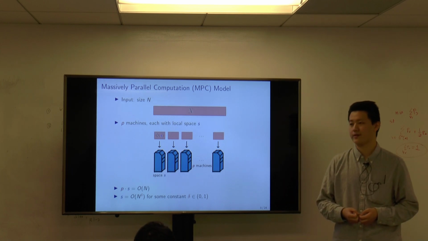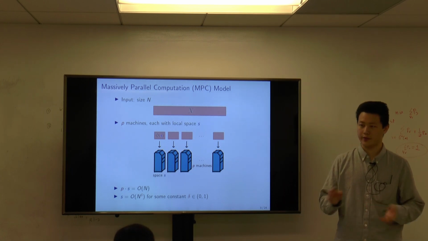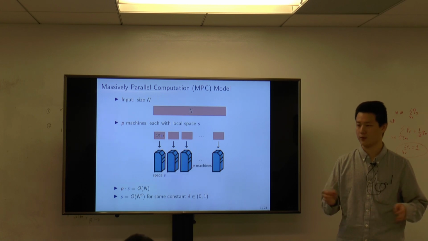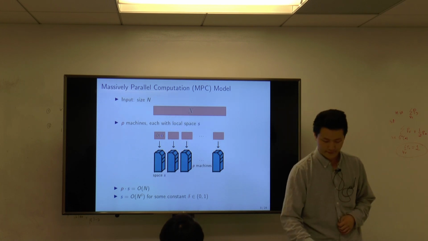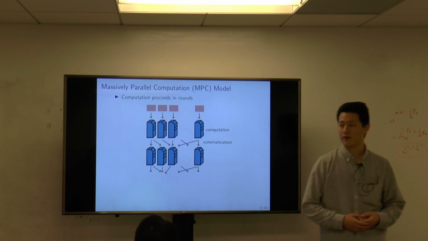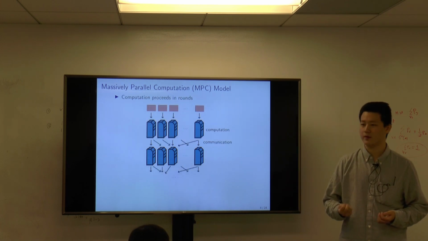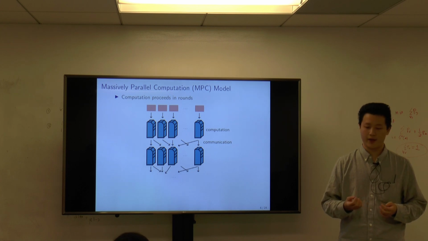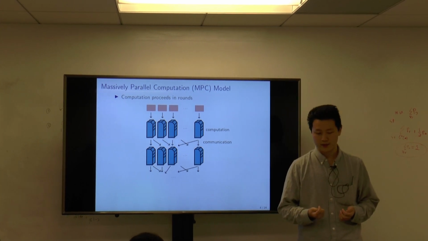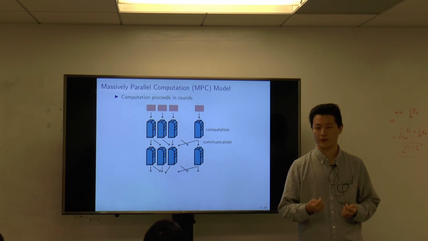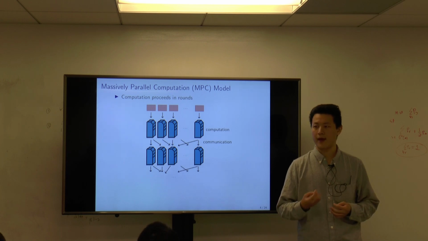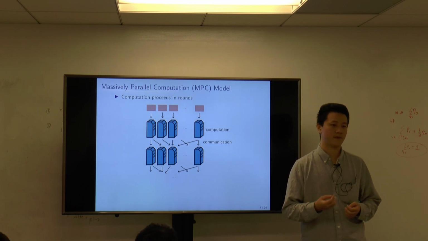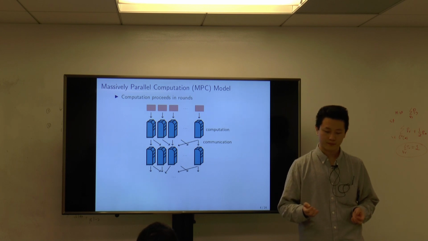Just for simplicity, you can assume the system has square root n machines, and each machine has square root n local memory size. The computation in this model proceeds in rounds. At the beginning, each machine holds a part of the input data in its local memory. Then in each round, each machine does some local computation based on the data stored in its local memory, and at the end of the round, each machine can send messages to arbitrary other machines.